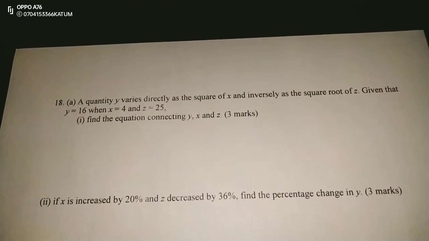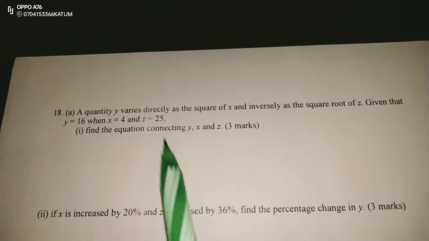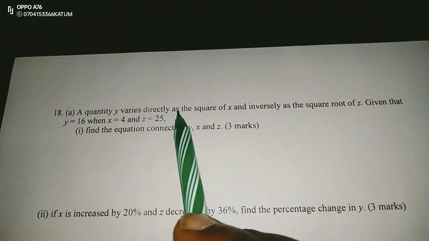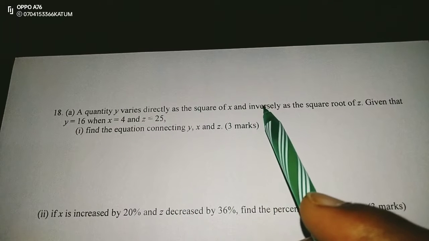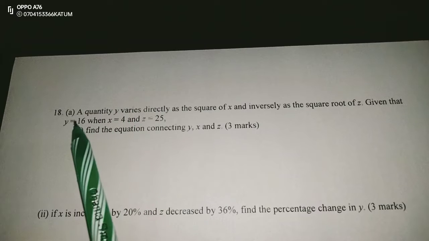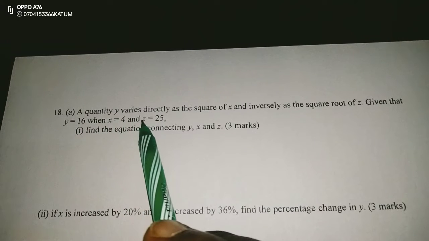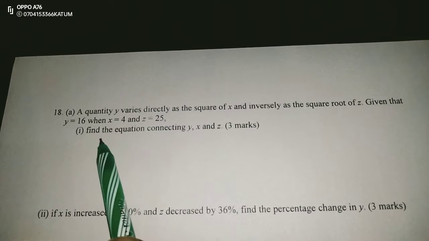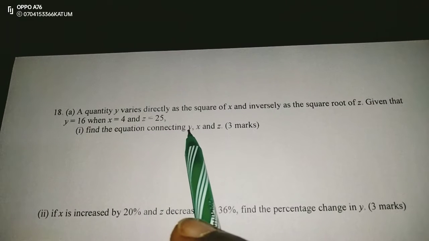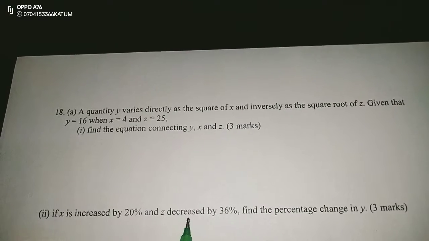We're going to discuss variations number 18. A quantity y varies directly as the square of x and inversely as the square root of z. Given that y equals 16 when x is 4 and z equals 25, find the equation connecting y, x, and z for 3 marks.